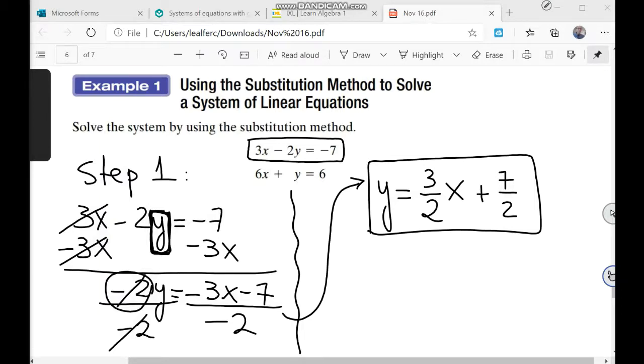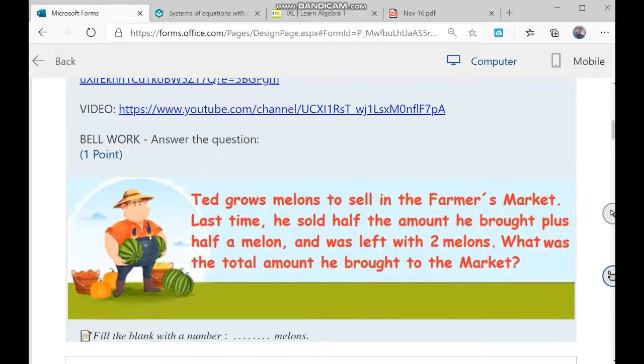But before, let's try to solve the bell work. Read it, try to understand, and you will be able to answer with very little calculation, very few math operations here. Ted grows melons to sell in the farmer's market. Last time he sold half the amount he brought, plus half a melon, and was left with 2 melons. Two melons were unsold. What was the total amount he brought to the market?